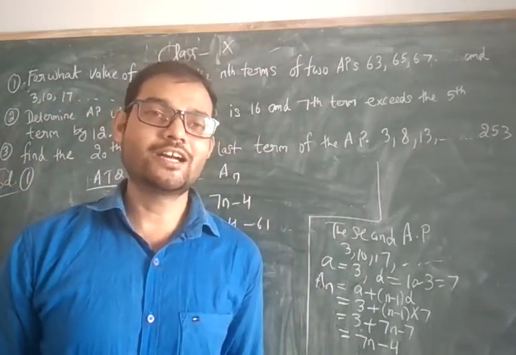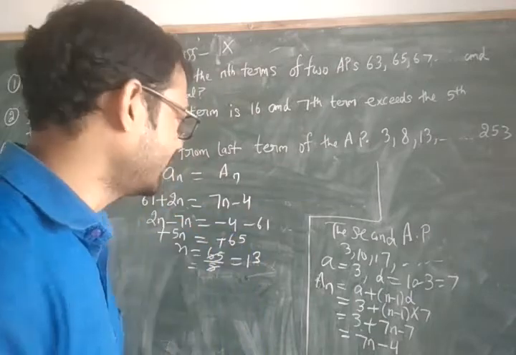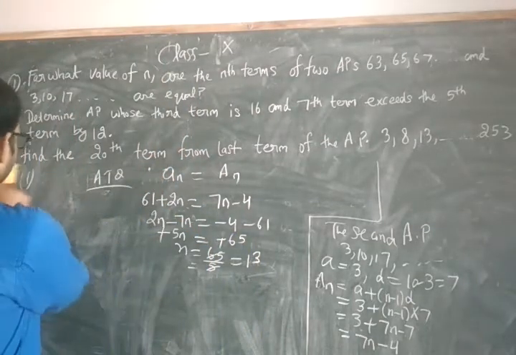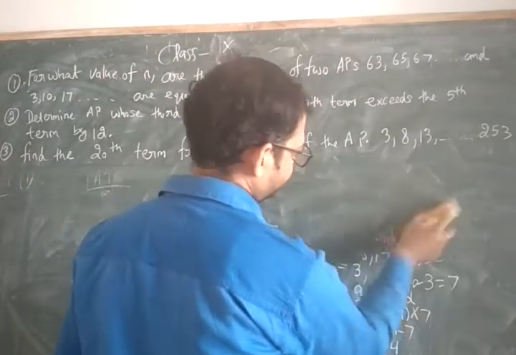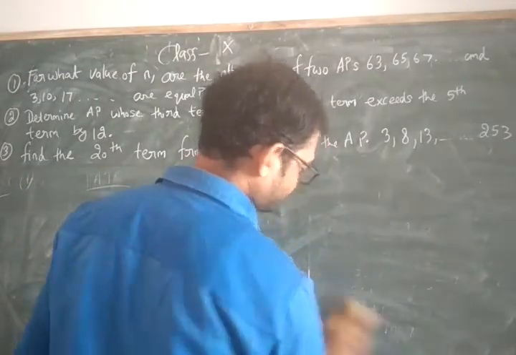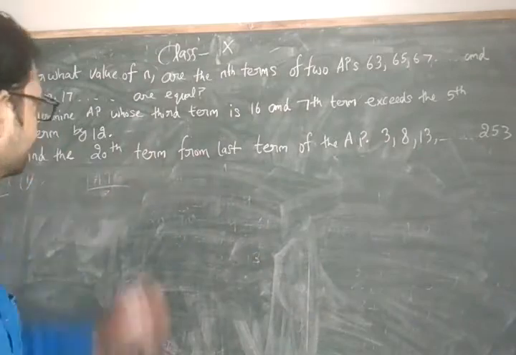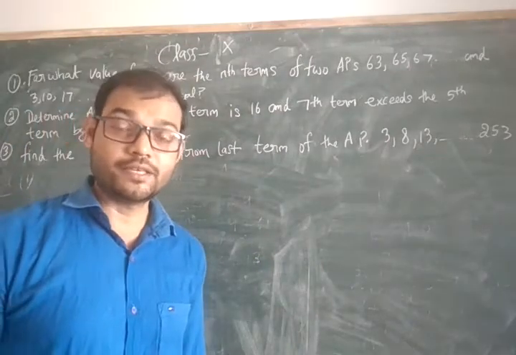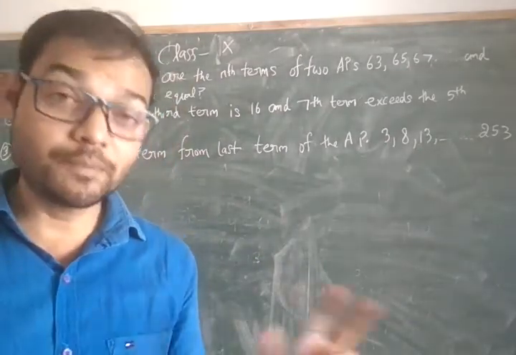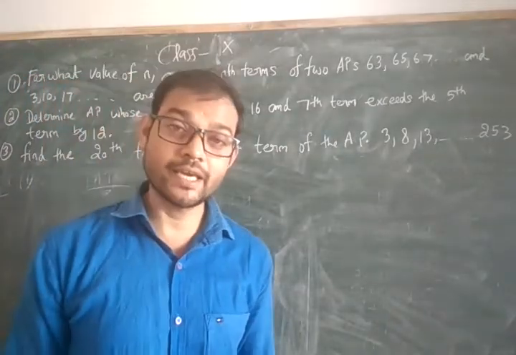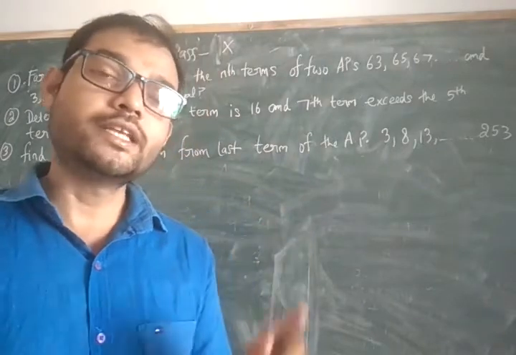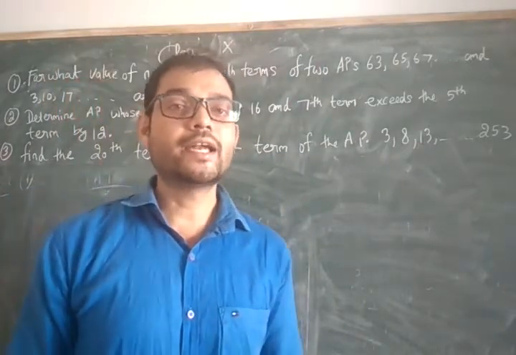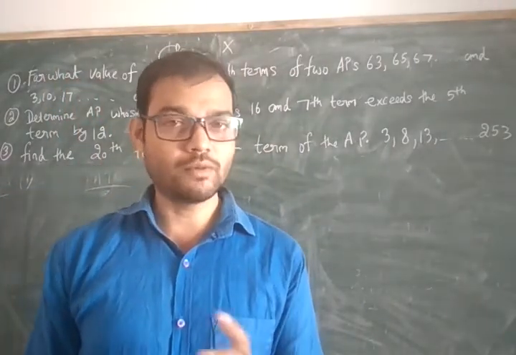Now let's start our second question, and that is: determine the AP. मीन्स आपने एक AP फाइंड आउट करनी है और आपको पता है अगर आपने AP फाइंड आउट करनी है तो वी नीड टू थिंग्स. वन इज A मीन्स फर्स्ट टर्म एंड सेकेंड थिंग इज D मीन्स कॉमन डिफरेंस.